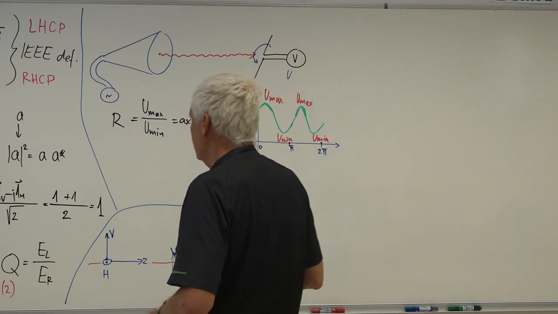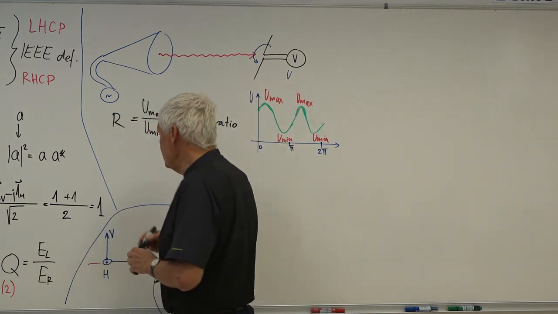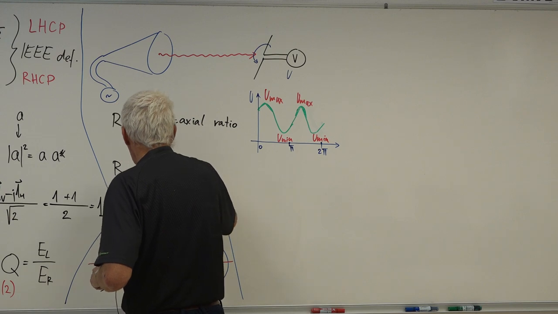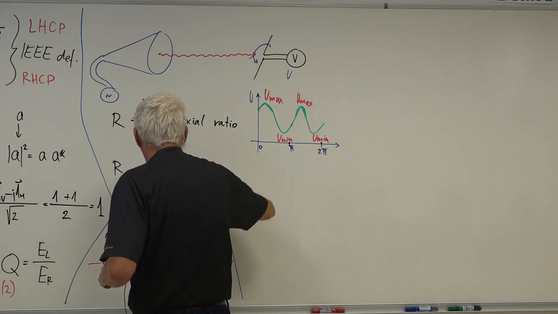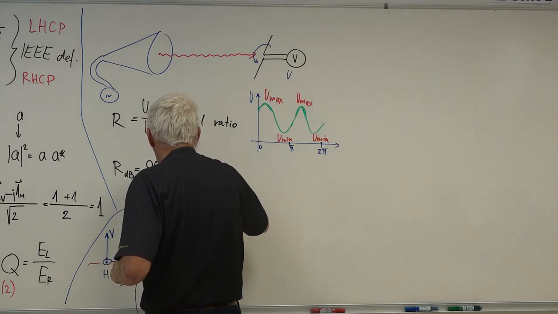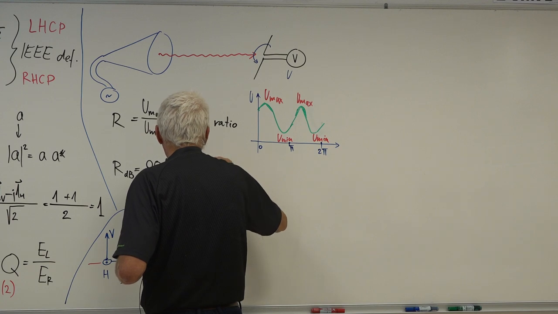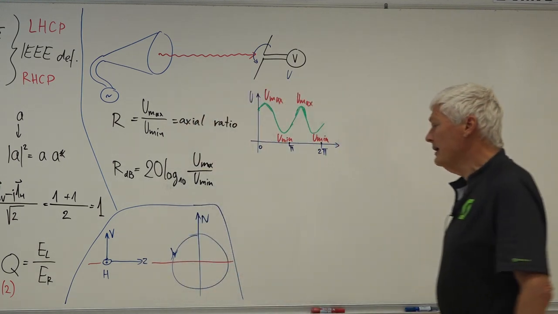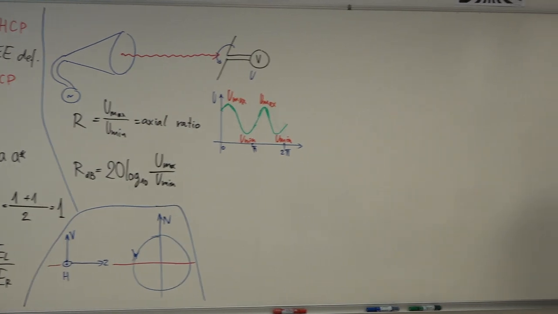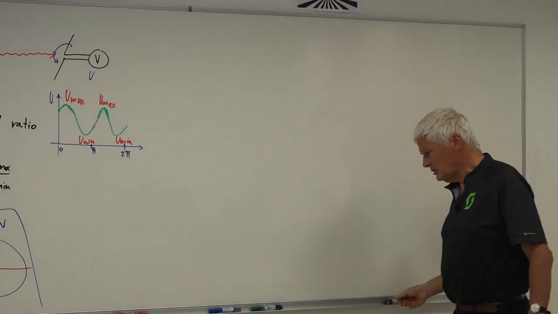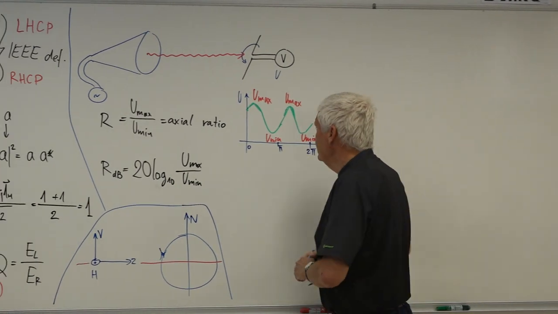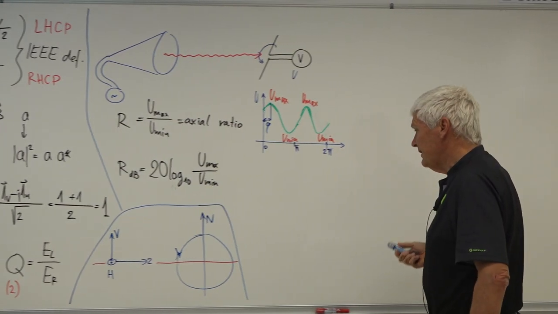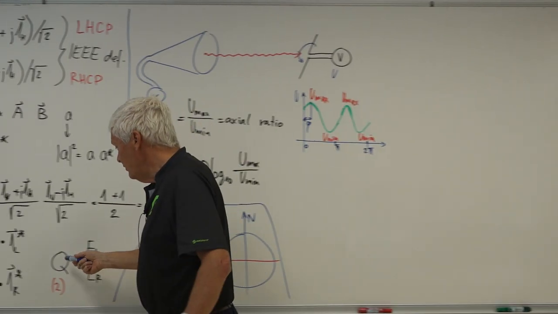The axial ratio is frequently given in dB. Since it's a ratio of voltages, it's 20 times the logarithm. So R in decibels is 20 times the logarithm to the base 10 of U max over U minimum. This is something I can easily measure. What I still miss here is the particular position of the maxima. So I didn't specify what the phase angle phi is. If I don't specify this angle, I cannot retrieve the phase of Q.